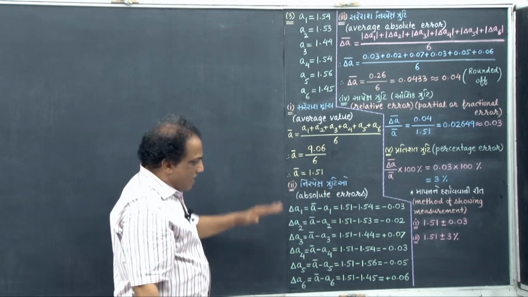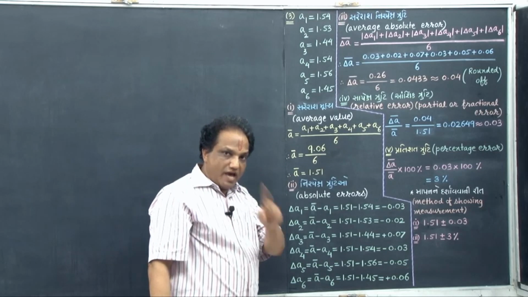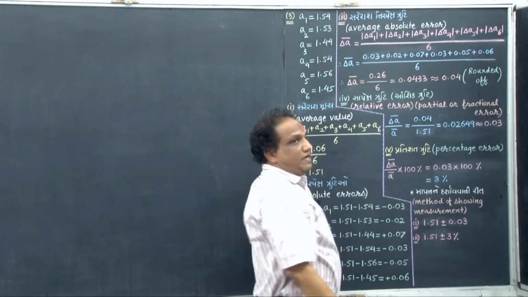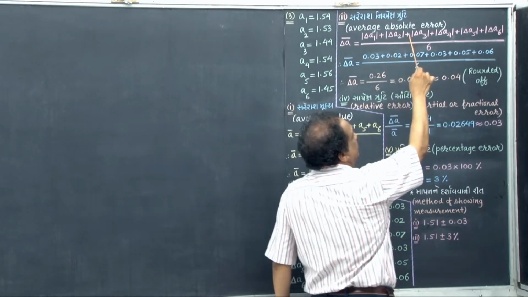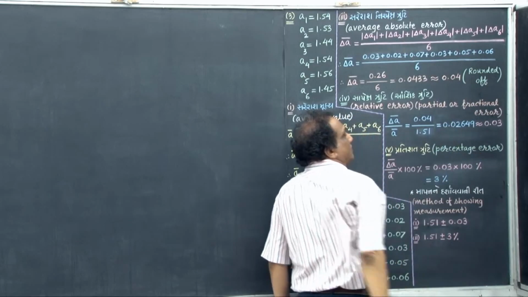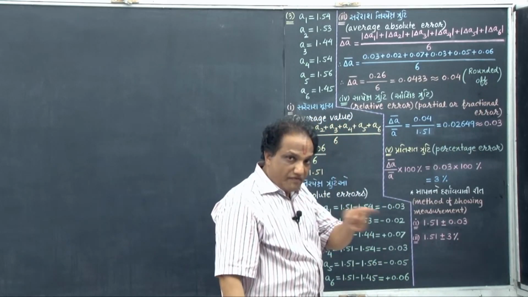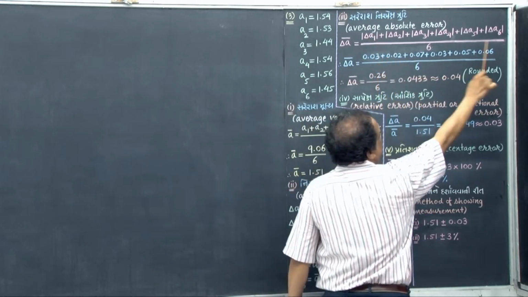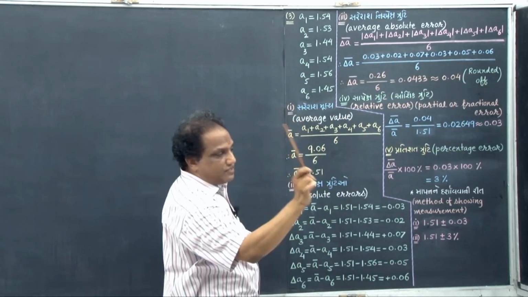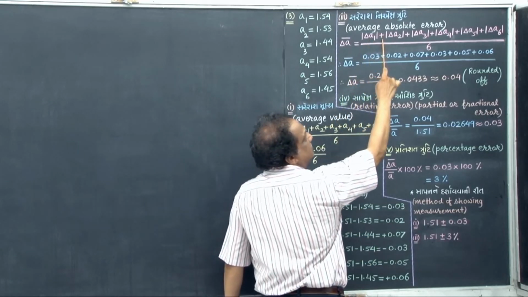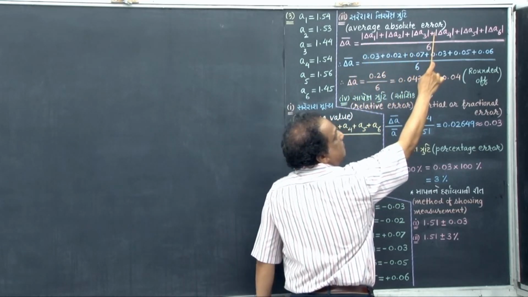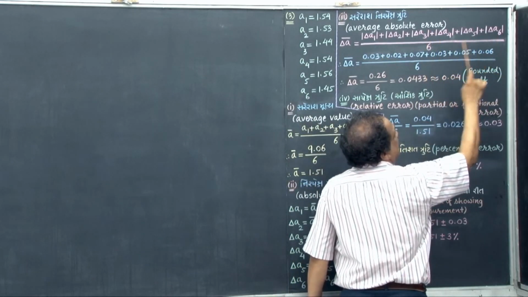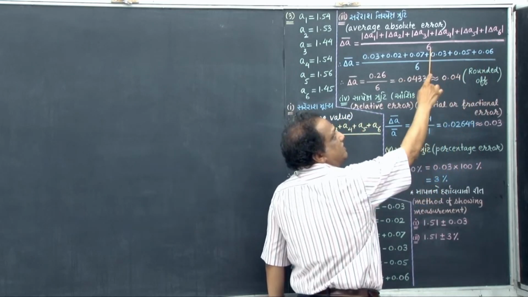Now let us find out the average absolute error. Average absolute error is delta A bar. It is nothing but the summation of magnitudes of all the absolute errors divided by the number of observations. Summation of moduli of all the absolute errors, that is mod of delta A1 plus mod of delta A2 plus mod of delta A3 plus mod of delta A4 plus mod of delta A5 plus mod of delta A6, that divided by the total number of observations, which is right now 6.